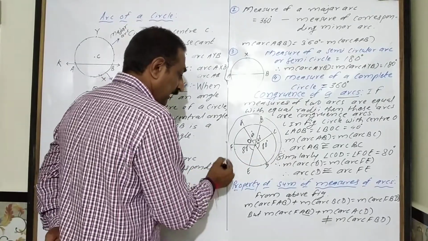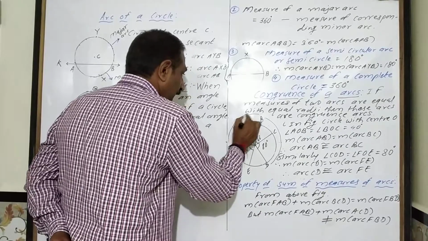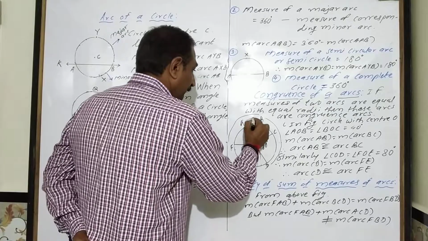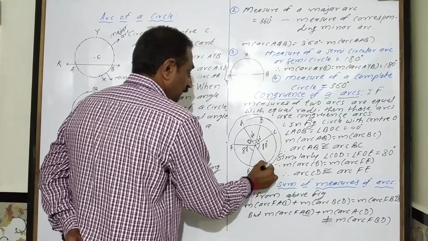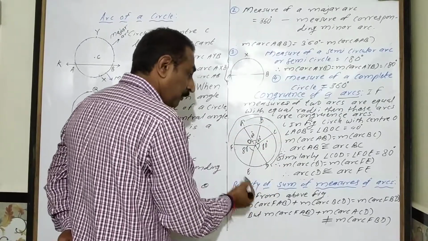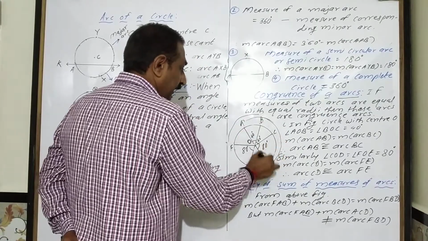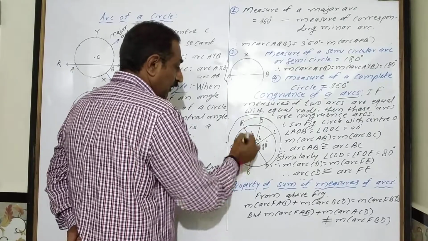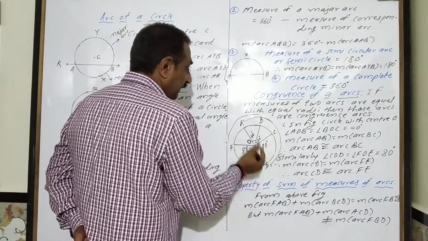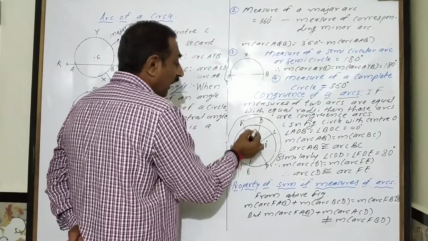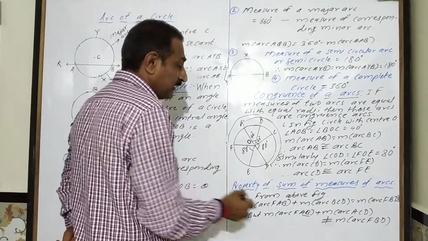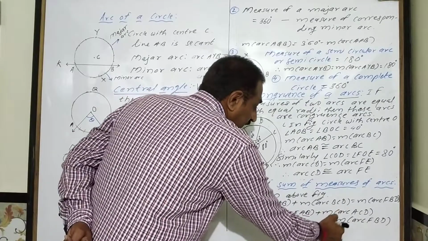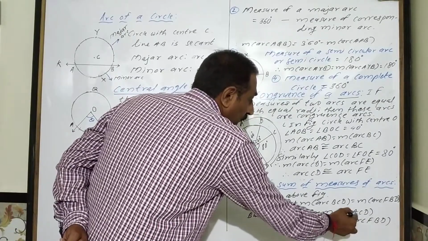But if you write measure of arc FAB plus measure of arc ACD, this is not equal to measure of arc FBD, because in arc FAB, arc AB is present. Again in arc ACD, arc AB is present. In both, arc AB is present. Hence measure of arc FAB plus measure of arc ACD is not equal to measure of arc FBD.